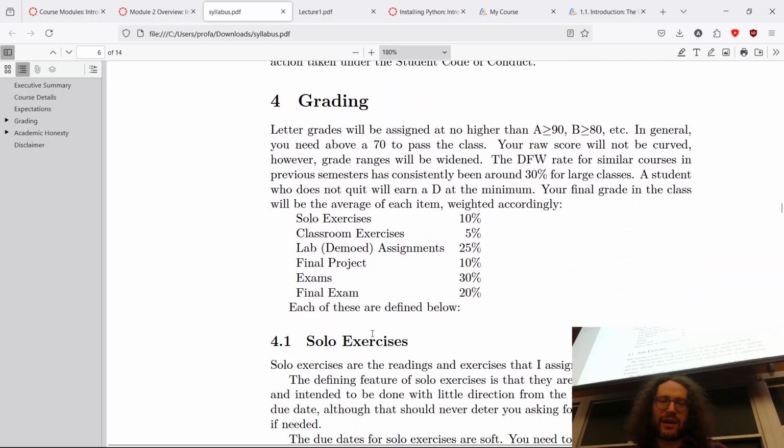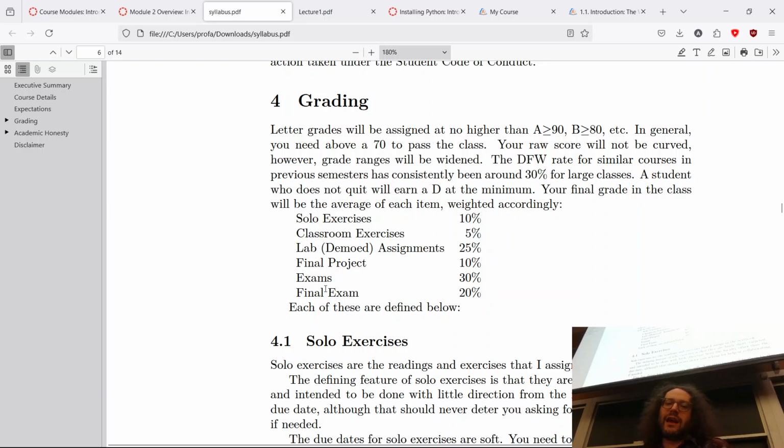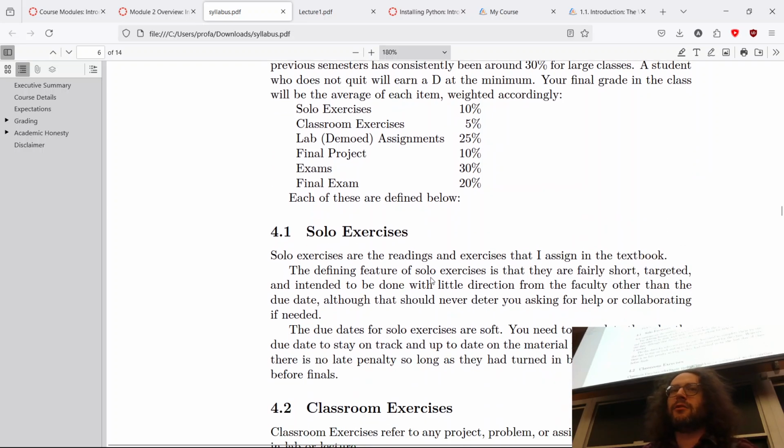Okay, grades. How do you get grades in this course? They're broken down into multiple categories. Solo exercises, classroom exercises, lab assignments, final projects, exams, final exam. Okay? So let me go and talk about these in groups. Solo exercises and classroom exercises. These are essentially you reading the textbook and doing the exercises from the textbook.